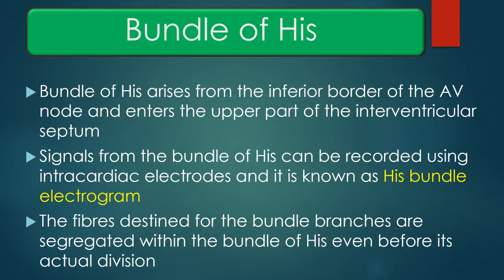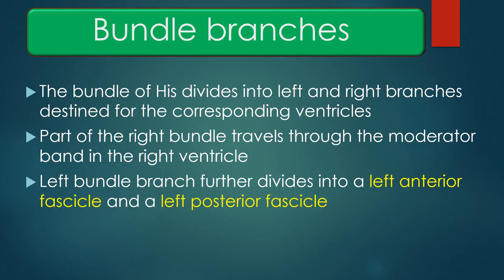The bundle of His arises from the inferior border of the AV node and enters the upper part of the interventricular septum. Signals from the bundle of His can be recorded using intracardiac electrodes, and it is known as His bundle electrogram. The fibers destined for the bundle branches are segregated within the bundle of His even before its actual division. The bundle of His divides into left and right branches destined for the corresponding ventricles.